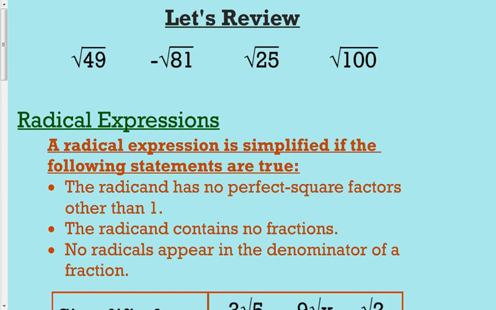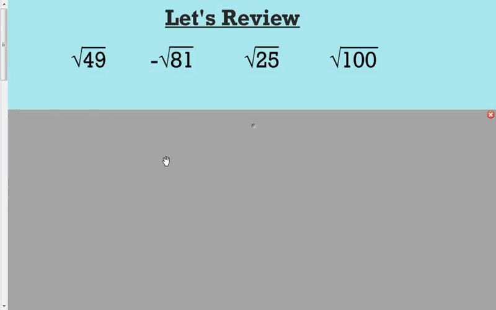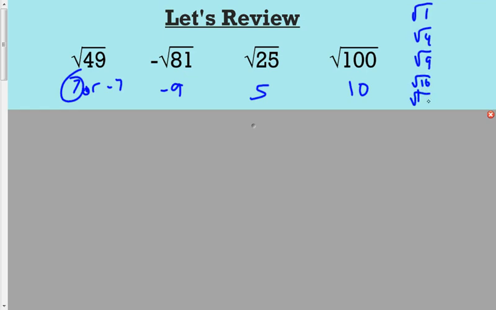But let's start by just reviewing basics of radicals, square roots. So the square root of 49, hopefully you know, is 7 or negative 7. We're going to just deal with positives, though, for today. So we're going to say that's 7. This one, the square root of 81 is 9, but that negative is outside, so it is a negative 9. The square root of 25 is 5, because 5 times 5 is 25. The square root of 100 is 10. So those are basic radicals. Remember, those are perfect squares. We want to look for perfect squares today. Some other common perfect squares would be the square root of 1 is 1, the square root of 4 is 2, the square root of 9 is 3, the square root of 16, the square root of 36, the square root of 64. That covers most of the common ones under 100.